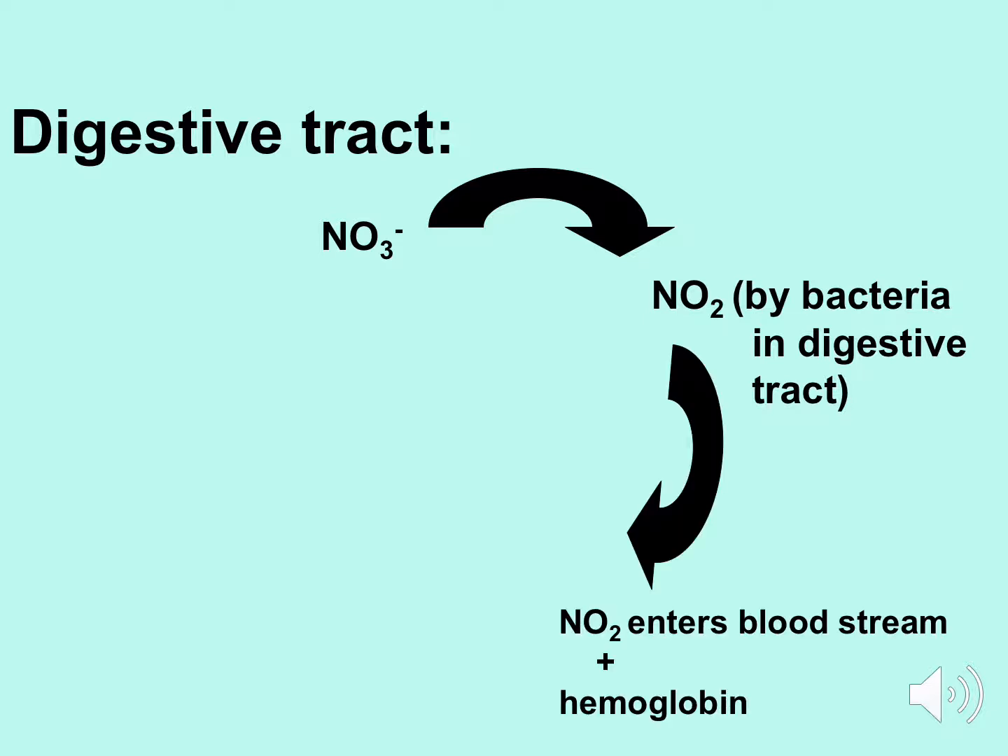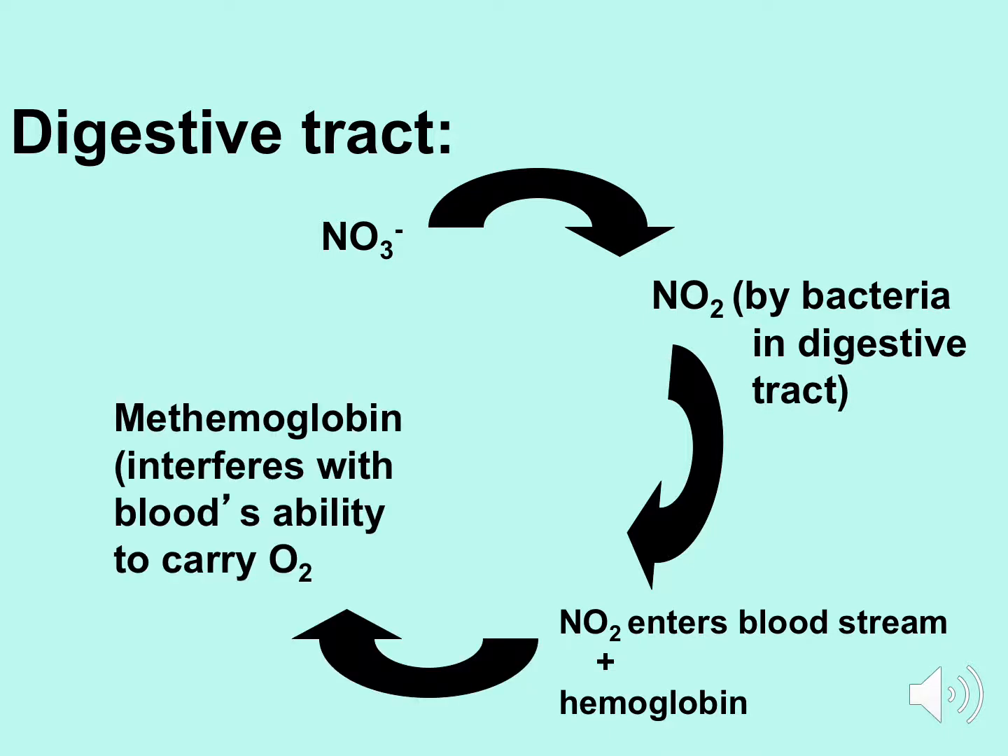So these nitrites that are formed in the digestive tract, basically what happens, they enter the bloodstream and they react and combine with hemoglobin, which is in our red blood cells. And when they react with hemoglobin, we form a compound called methemoglobin. And methemoglobin is a problem because it interferes with the blood's ability to carry oxygen. And of course, everybody needs oxygen.